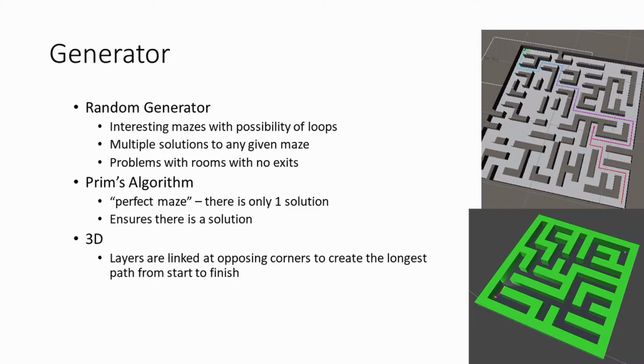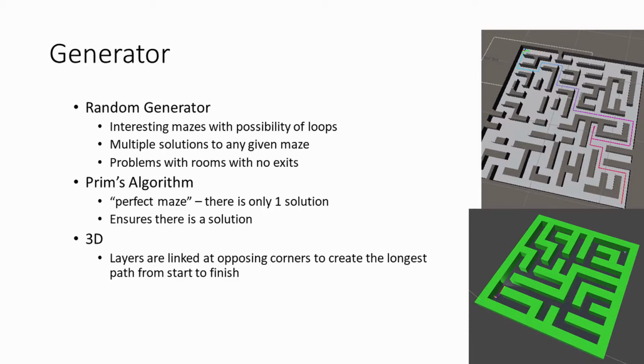The iteration that's used currently uses Prim's algorithm. Prim's algorithm is a minimum spanning tree algorithm for undirected graphs that was developed in 1930 and rediscovered and republished by Robert C. Prim. It generates a quote-unquote perfect maze, meaning there's only one solution to the maze, one path that goes from start to finish, which solves the problem of ensuring there's at least one solution to the maze that the random iteration had.